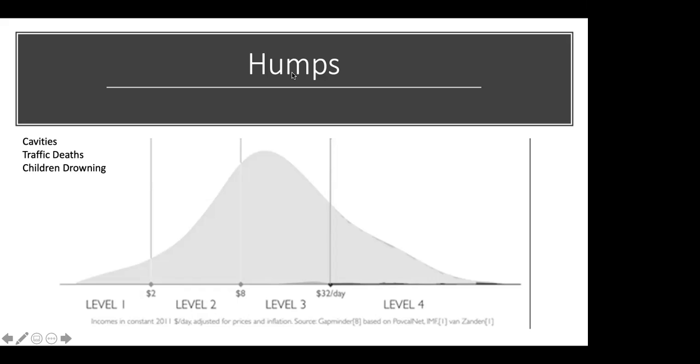The same goes for traffic deaths. At level 1, no one can afford cars. At level 2 and 3, they can afford cars, but their roads are not developed. Unsafe cars and no traffic lights. In level 4, there are better roads, safe cars with airbags and good traffic lights. Next, please.